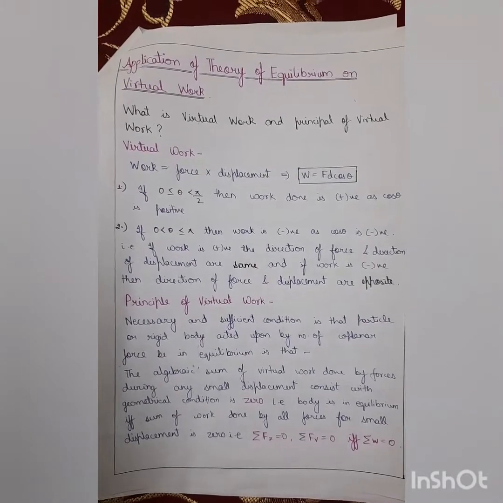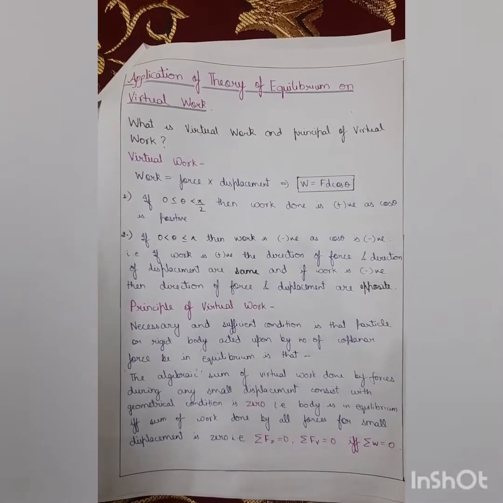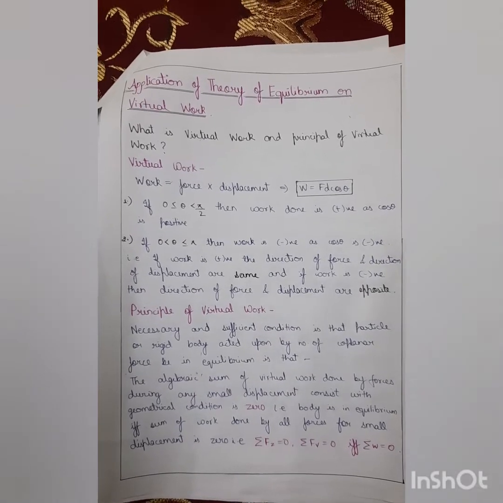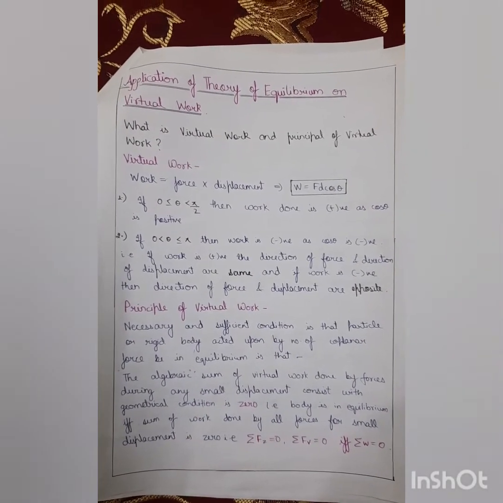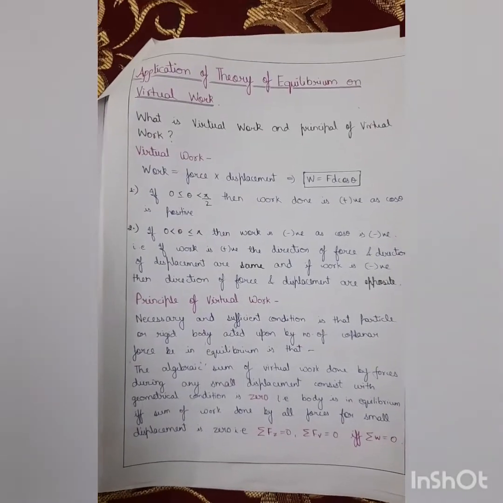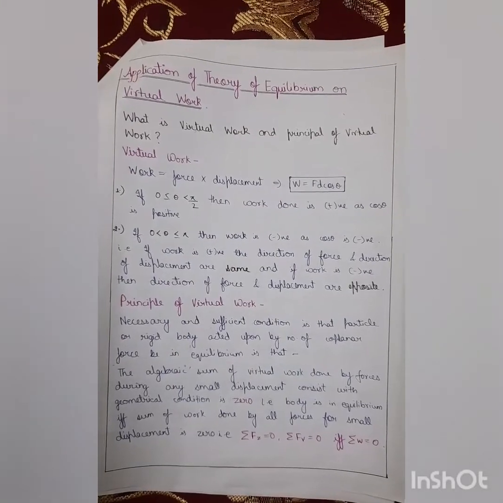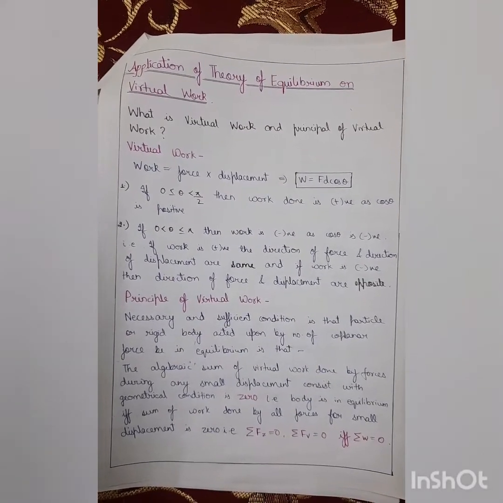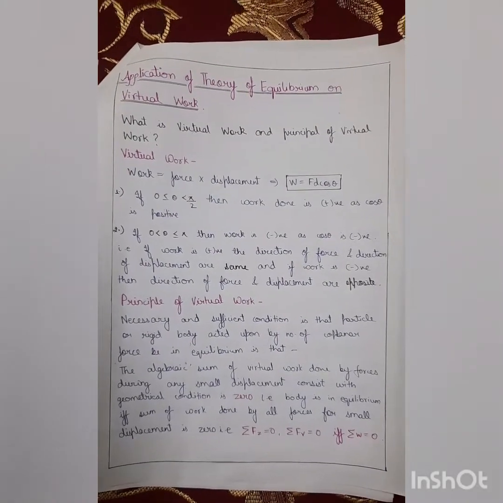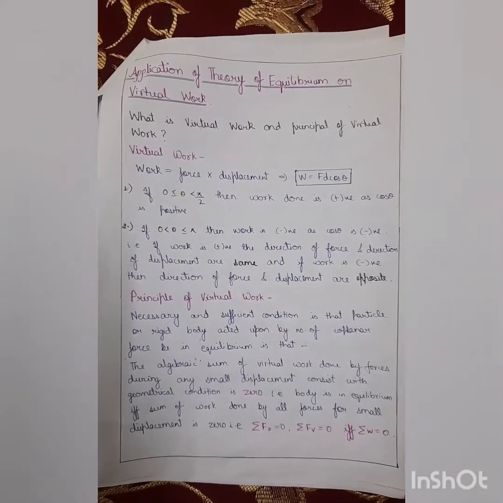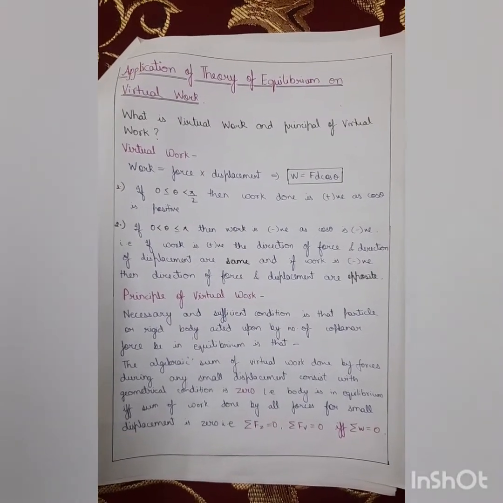Now if 0 is greater than or equal to theta and theta is less than 90 degrees, then work done is positive as cos theta is positive. If theta is greater than 90 degrees and less than or equal to pi, then work is negative as cos theta is negative. That is, if the work is positive, the direction of force and the direction of displacement are the same, and if the work is negative, then the direction of force and displacement are opposite.